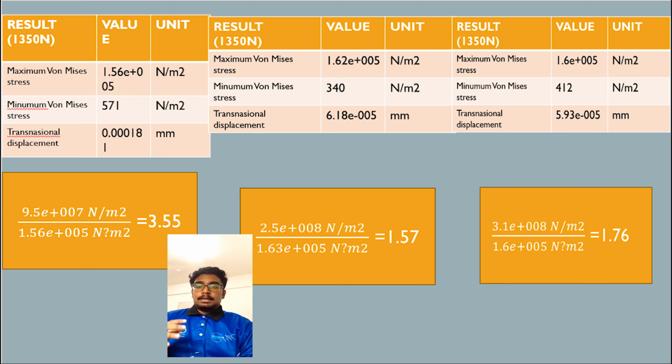So all the von Mises stress for different materials, as we can see, are different, and the highest von Mises stress, as we can see, is for steel. Although so, if we compare the factor of safety between the different materials, we can see that aluminium has a factor of safety of 3.55. For iron it is 1.76, and for steel is 1.57.